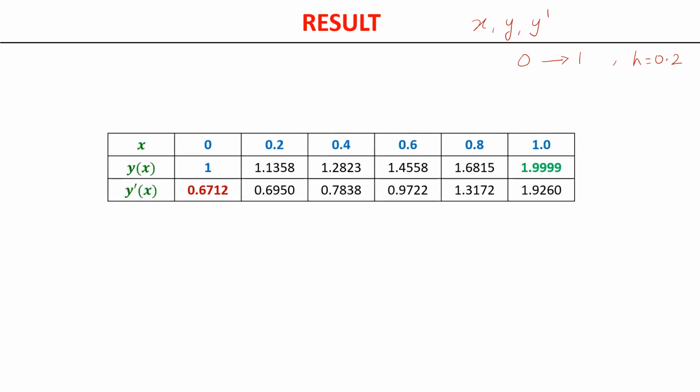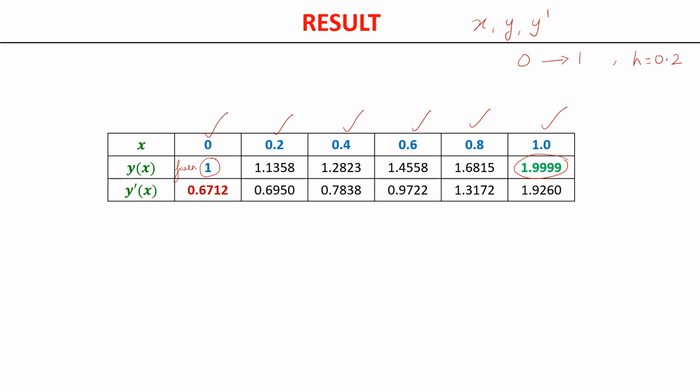Now let's declare the result in the form of a table giving the values of x, y, and y dash at every point between 0 to 1 by taking the step size as 0.2. So I draw a table like this. The x values start from 0, 0.2, 0.4, 0.6, 0.8, and 1. The value at 0 is 1, which is given. The value at 1 is 1.9999. We are not taking it as 2, mind you. We are taking it as this, which is very approximately equal to 2.